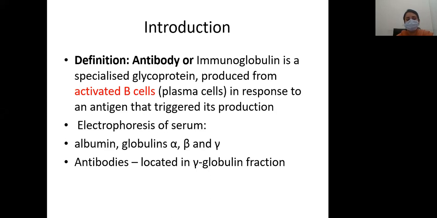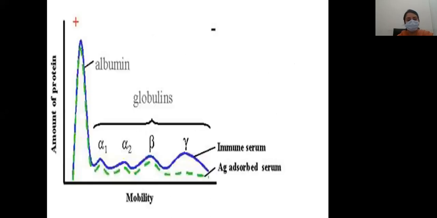On electrophoresis of serum, we can find albumin, alpha globulins, beta globulins, and gamma globulins. Where are antibodies located? These are located in the gamma globulin fraction. So this is the picture. As you can see, this spike is showing albumin, and these are the globulins.